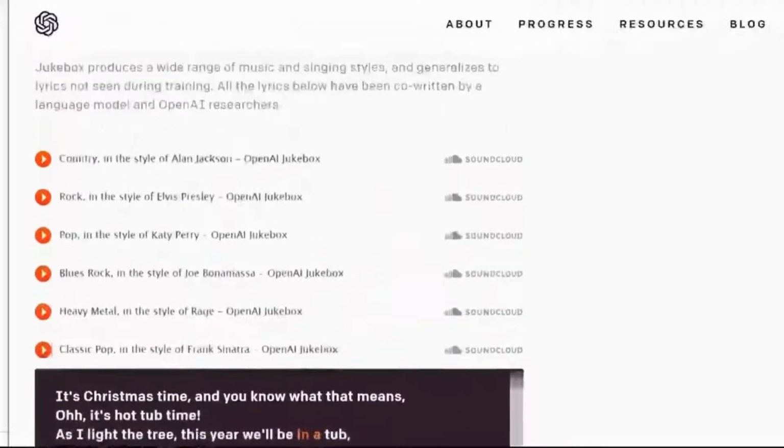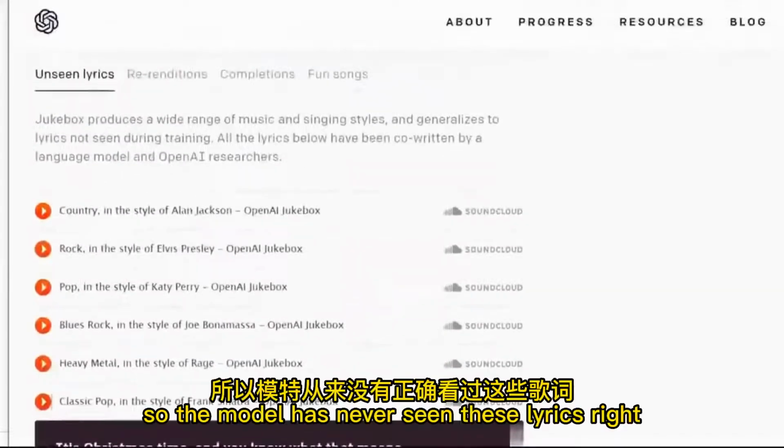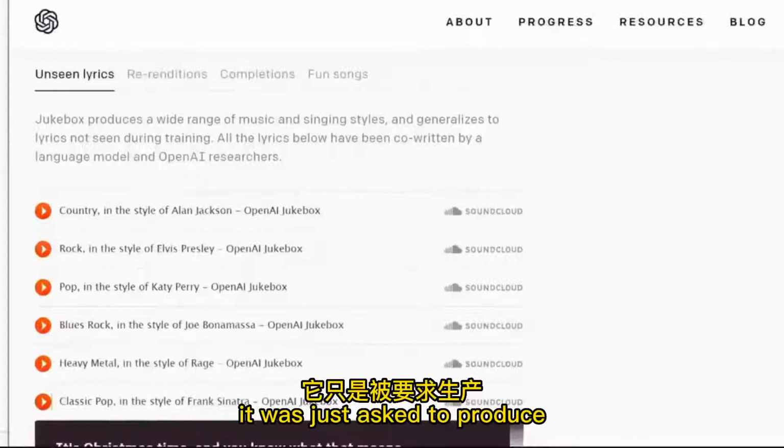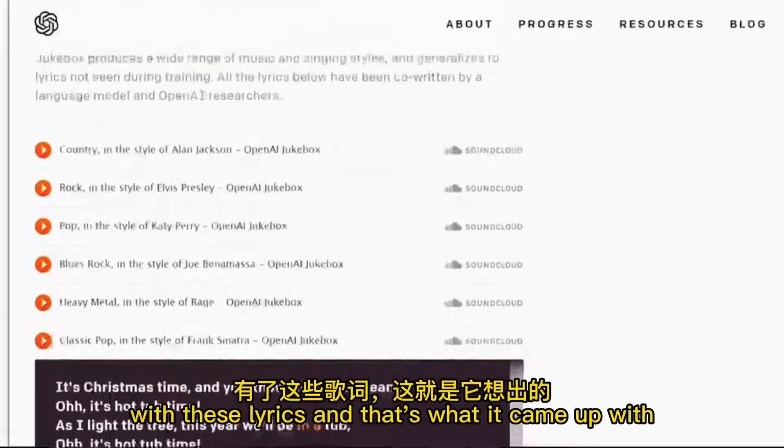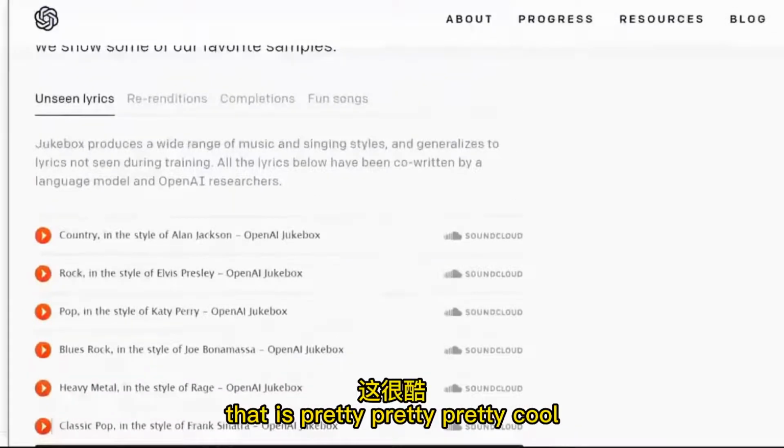So these are unseen lyrics. The model has never seen these lyrics, right? It was just asked to produce classic pop in the style of Frank Sinatra with these lyrics, and that's what it came up with. That is pretty cool, I think.